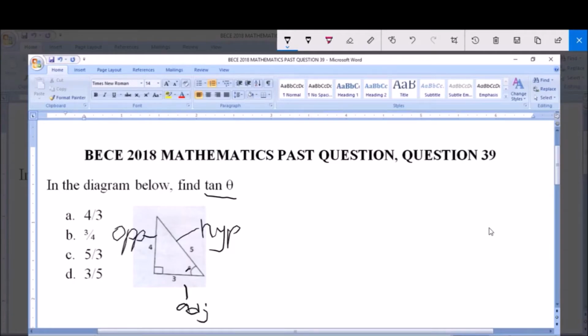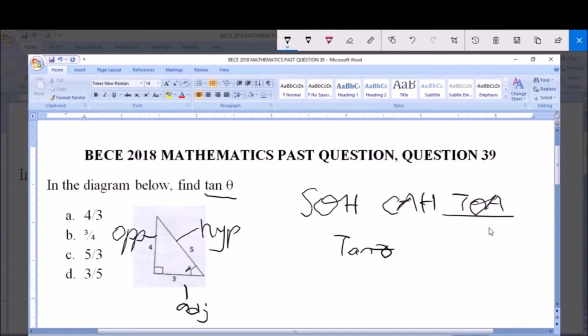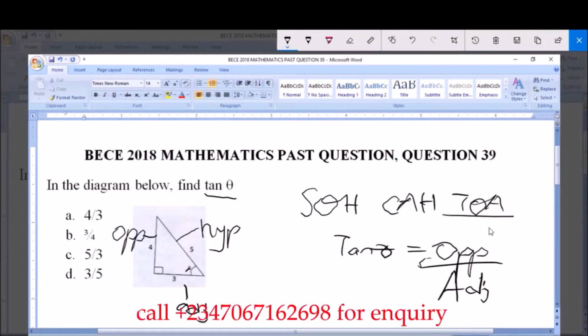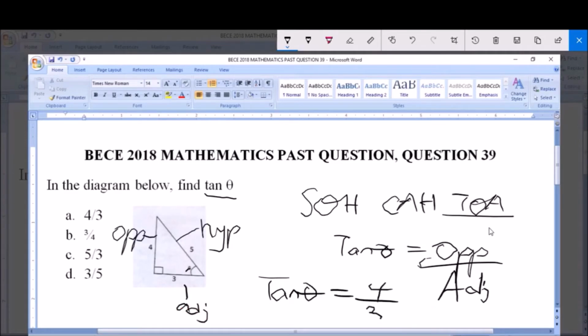Now we are asked to find tan theta, and like we know from the mnemonics, this is tan. So tan theta here is simply opposite over adjacent. Now we have that our opposite here is 4, and our adjacent is 3. So therefore tan theta is equal to 4 over 3. This is the answer.